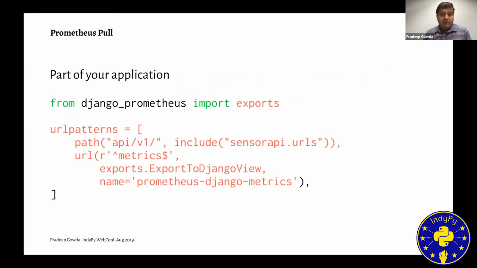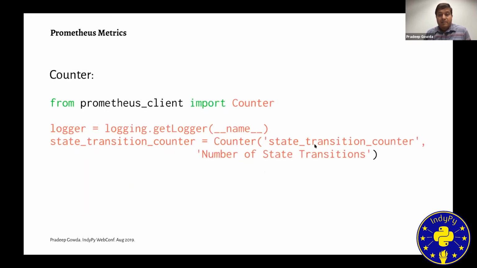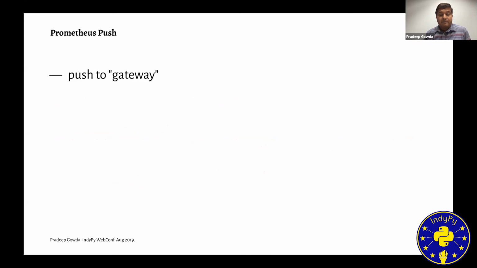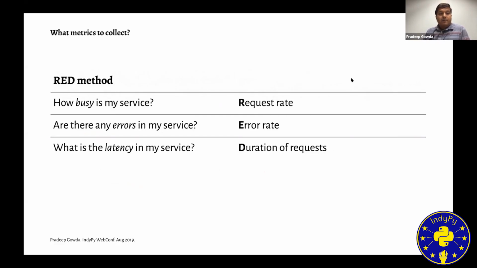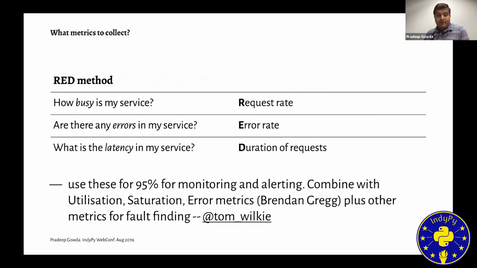So this is how you configure, for instance, a Prometheus endpoint on a Django application. You can see I have a metrics endpoint that exports all the different endpoints that I have configured. There are some that come with frameworks like Django, but you can also write your own counter. For example, here I'm just counting something called the state transition counter, and then this would appear like this in the Prometheus metrics page. This is actually a different metric, but you get the idea. Oh, it's actually here. So what metrics to collect? You want to collect definitely the request rate, the error rate, and the duration of requests. This is good for 95% of the monitoring and alerting.